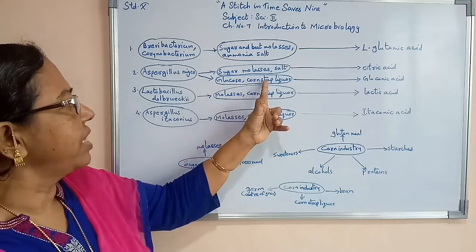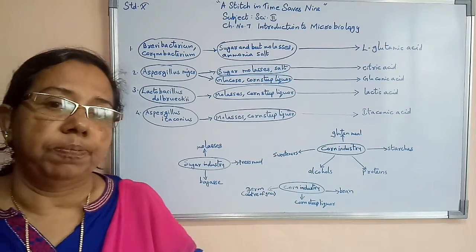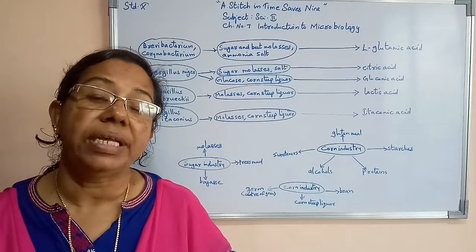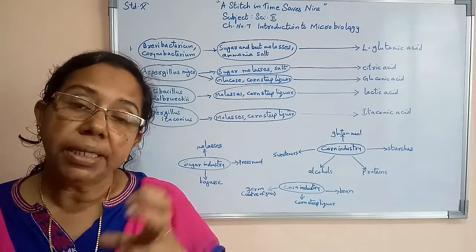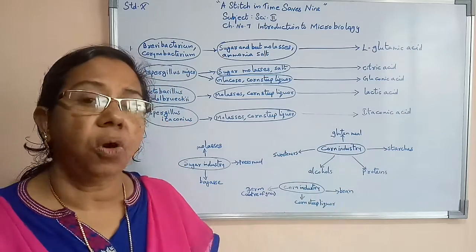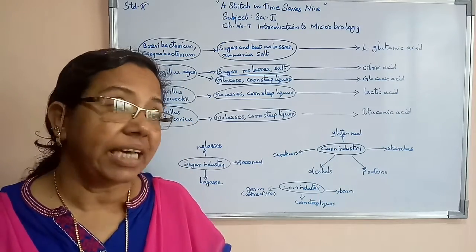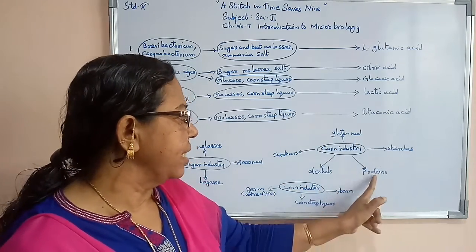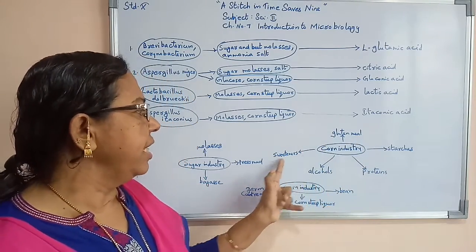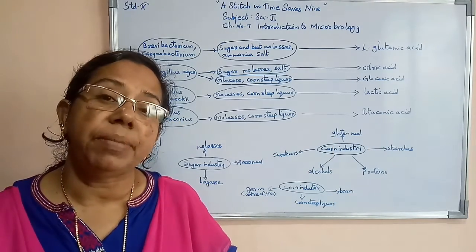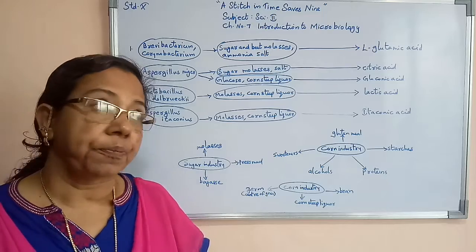Now we will study what corn steep liquor is. There is the corn industry, I can say. A corn mill is there. In the corn industry many products are produced, for example gluten meal, starches, proteins, alcohol, even sweeteners. Such types of substances are made in the corn industry.